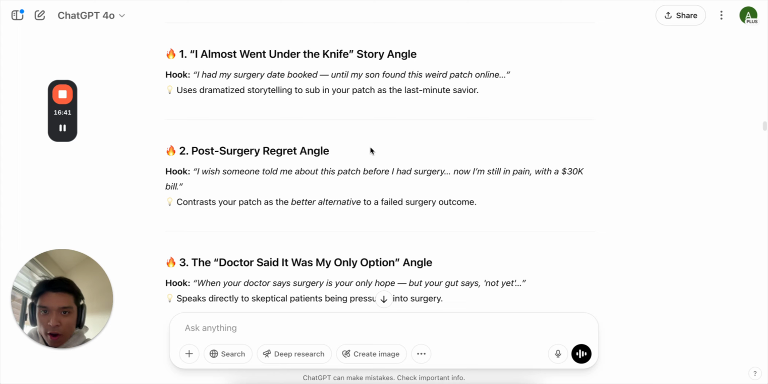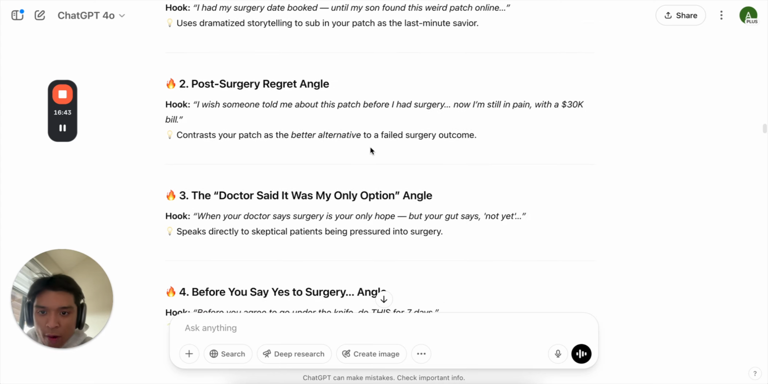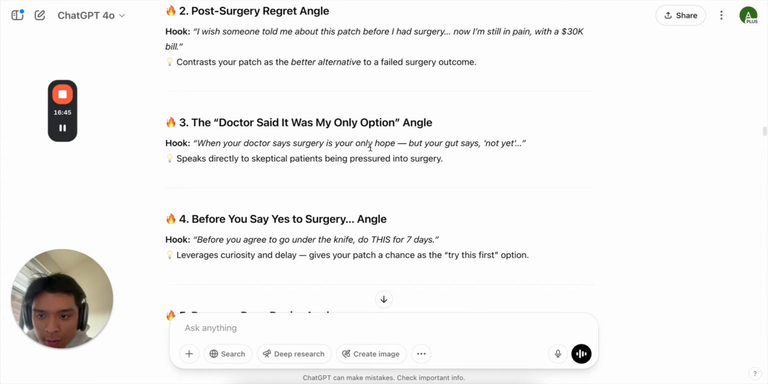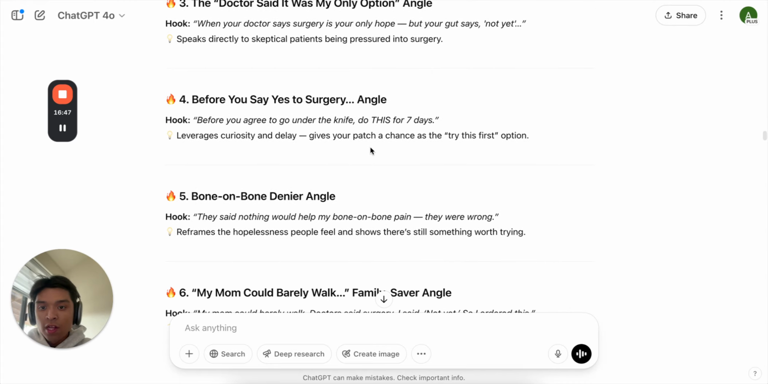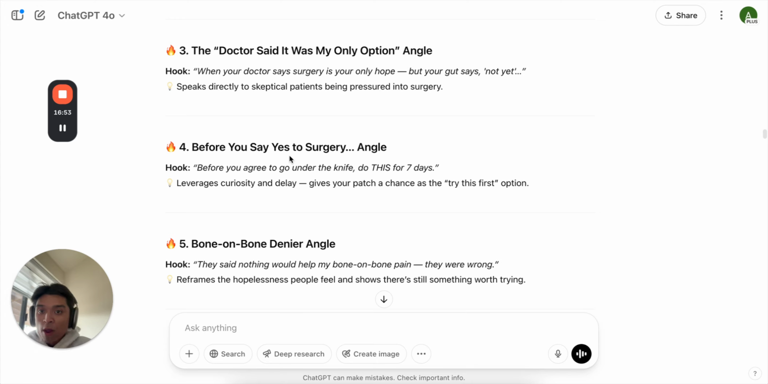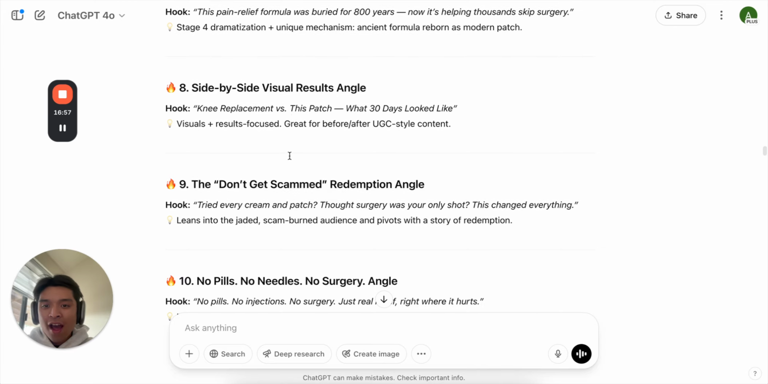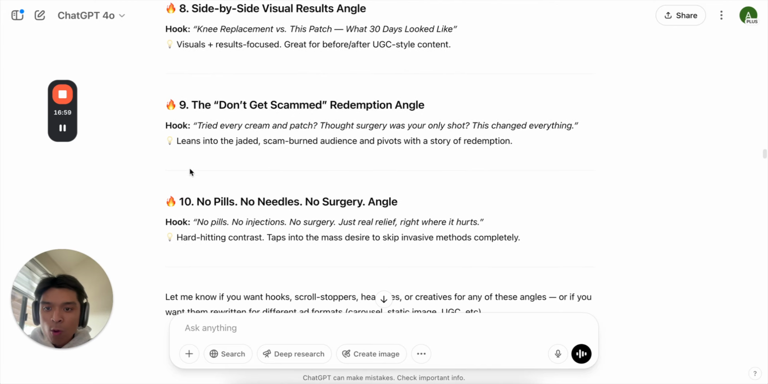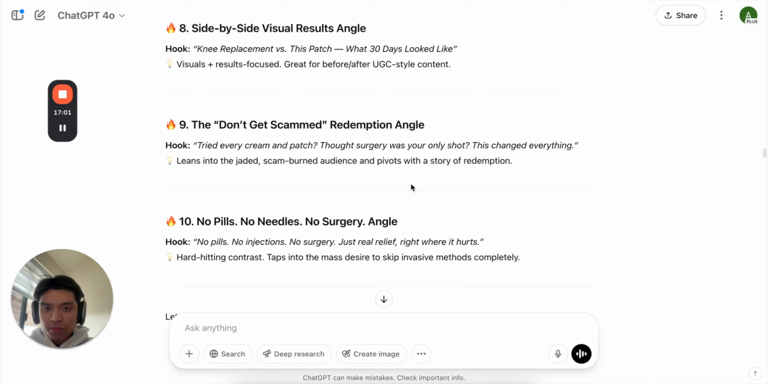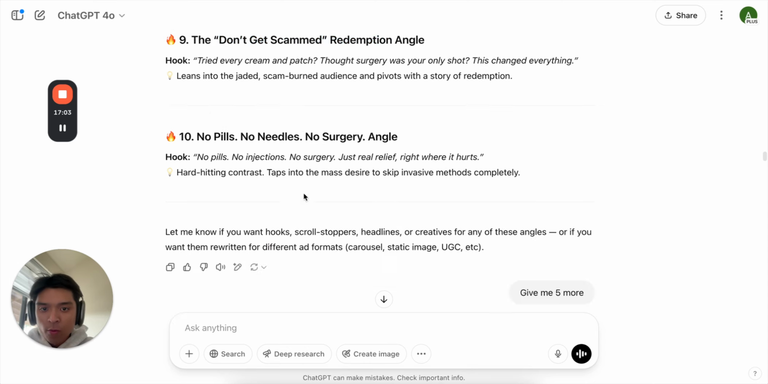We have the I-almost-went-under-the-knife story angle, the post-surgery regret angle, the doctor-said-it-was-my-only-option angle, and the before-you-say-yes-to-surgery angle. Notice how all of these different stories and frameworks are speaking to different kinds of people. You have an angle for people right before surgery. You have an angle for people who have already had surgery. You have an angle for people who want to avoid pills and needles. I like this one, the don't-get-scammed redemption angle.